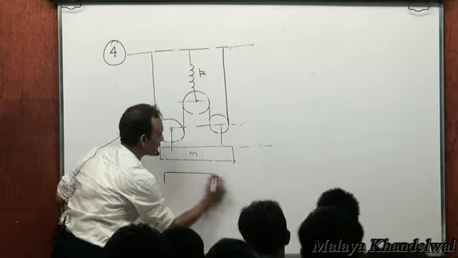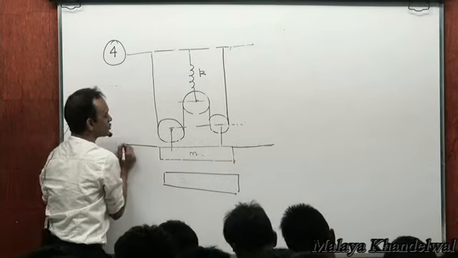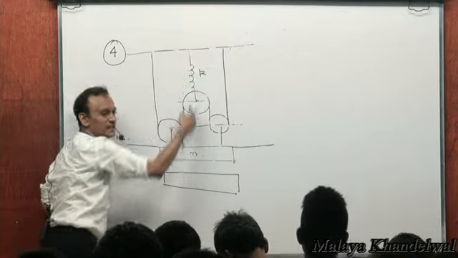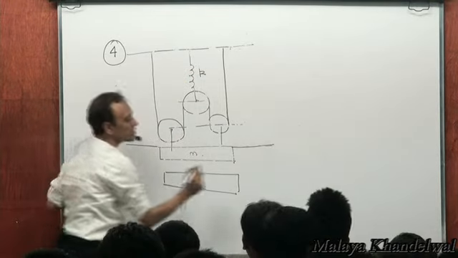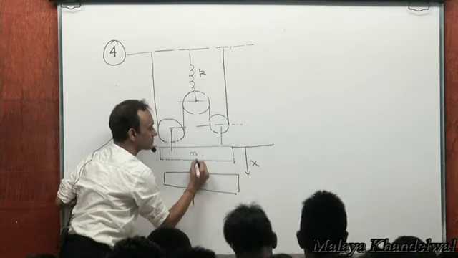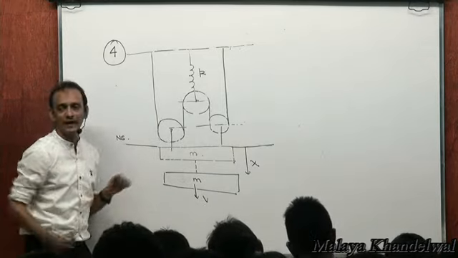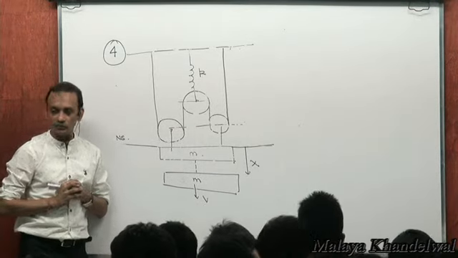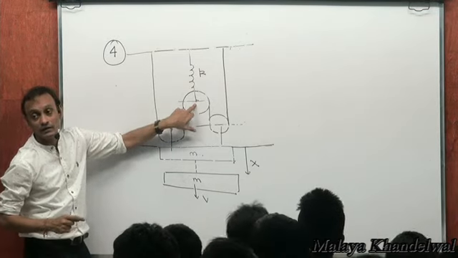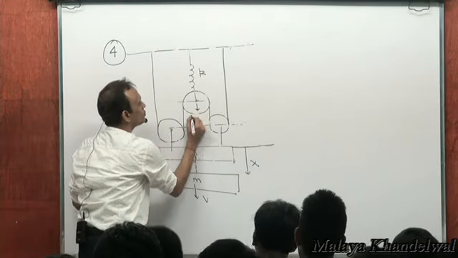Say the mass, at a certain instant from this position, which represents the natural state of the spring. While the mass is here, the spring is in its natural state. After a while, the mass descends by an amount x and develops a velocity v. By what amount will the spring elongate? 2x. So the spring will elongate by an amount 2x.